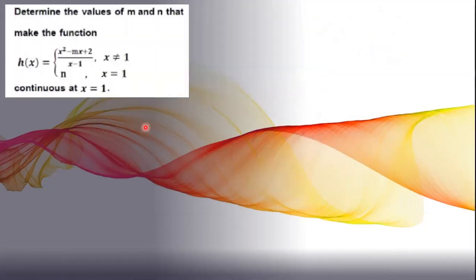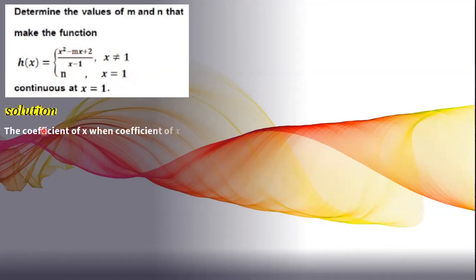Okay, next question. Determine the value of m and n that make the function h of x, this is the piecewise, first piece is x squared minus mx plus 2 over x minus 1 when x is not equal to 1, and equal n at x equal 1, continuous at x equal 1. If it is continuous at x equal 1, then the limit of h of x as x approaches 1 equals f of 1. Okay, f of 1 equals n.